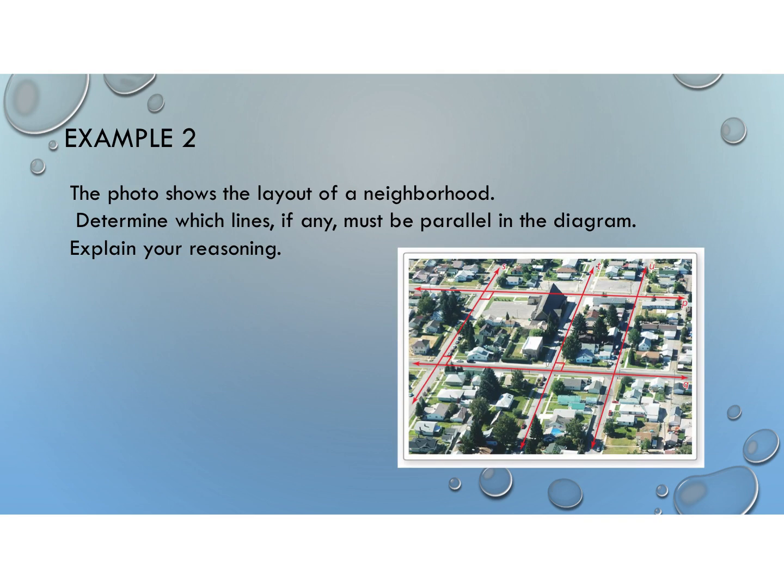So the photo shows the layout of the neighborhood. We have to determine which lines, if any, must be parallel in the diagram and explain our reasoning. Now I want you guys to notice that line P and line Q, which I'm going to highlight, are both perpendicular to line S. Line S is right here.